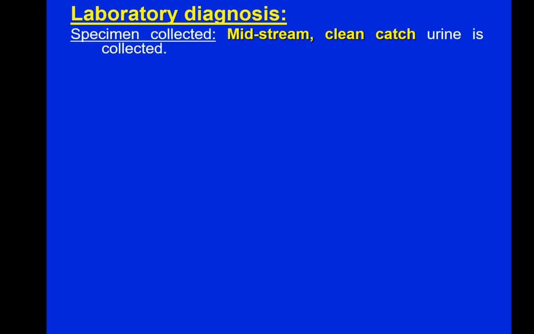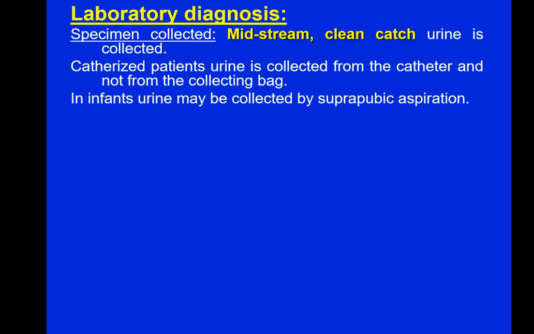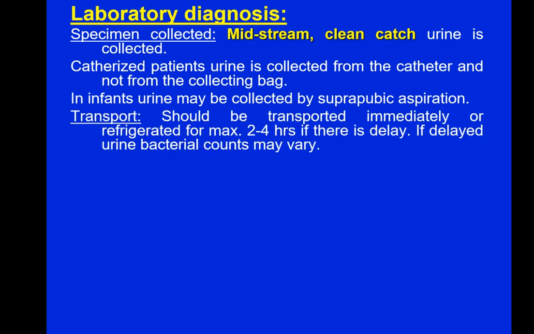So how do we diagnose this? In hospital acquired infection, 40% of cases are UTI, the commonest cause. What are the samples? The main thing to remember is that we collect midstream urine. In a catheterized patient, always remember we take the sample from the catheter, not from the collecting bag. In infants, urine may be collected by suprapubic aspiration.